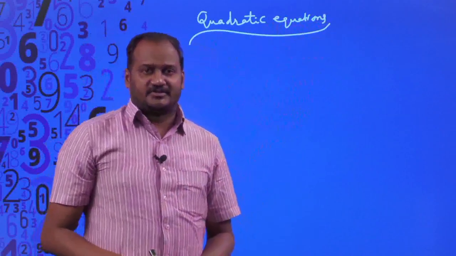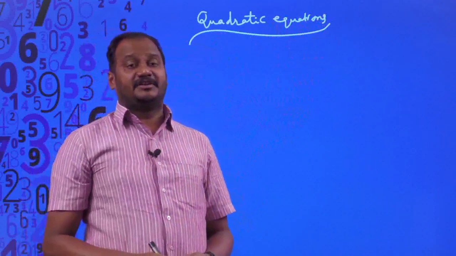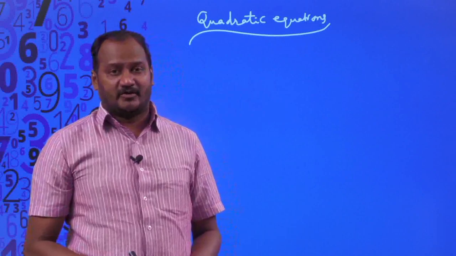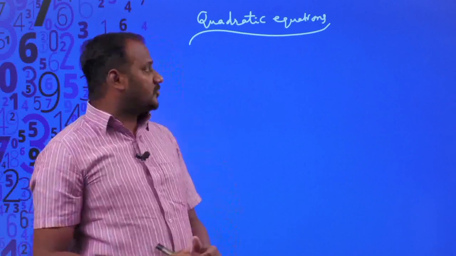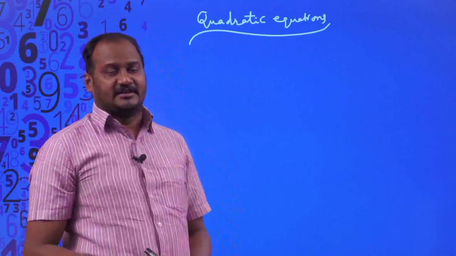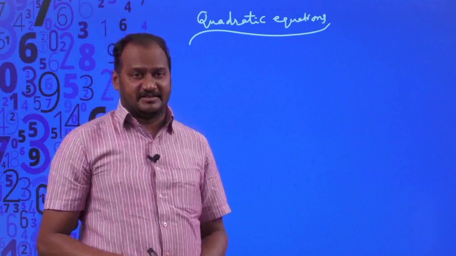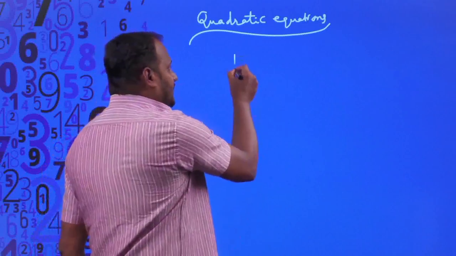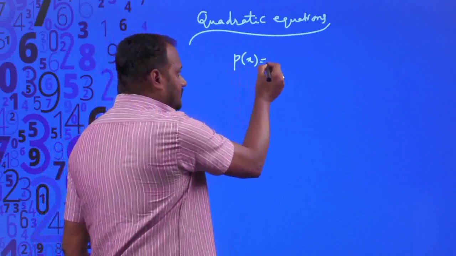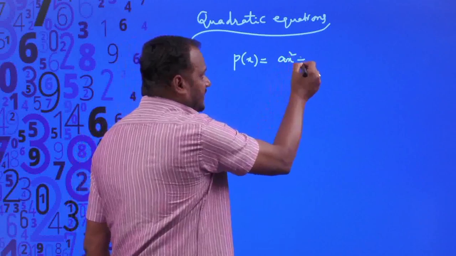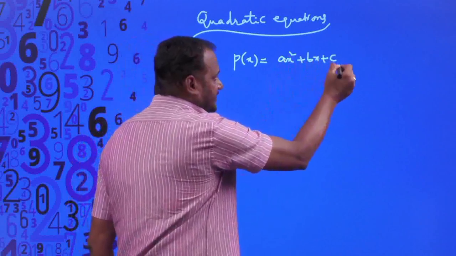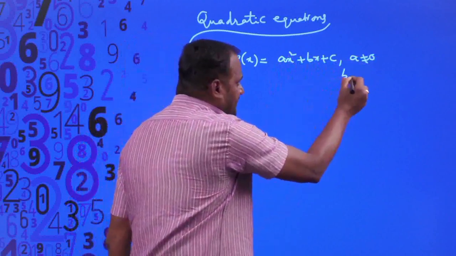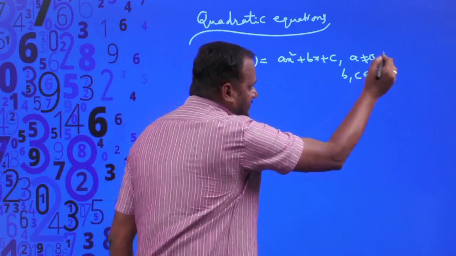Now let us try to understand what quadratic equations are. For that, we need to recall what we mean by a quadratic polynomial. A quadratic polynomial is a polynomial whose degree is equal to 2. And what is the standard form of a quadratic polynomial? P of x is equal to ax square plus bx plus c, where a is not equal to 0, and b, c are both real numbers.